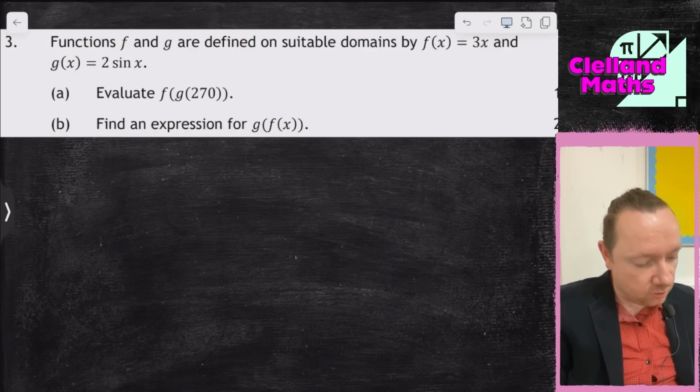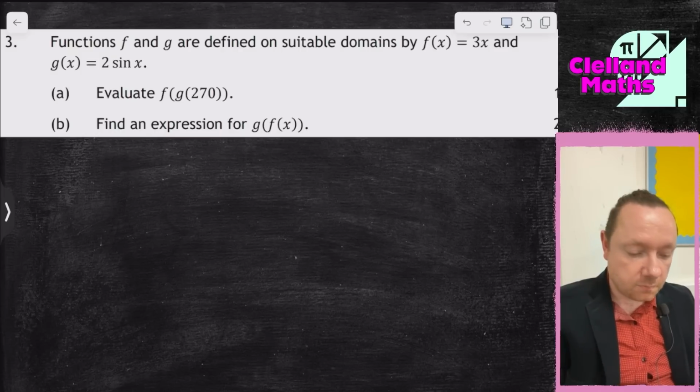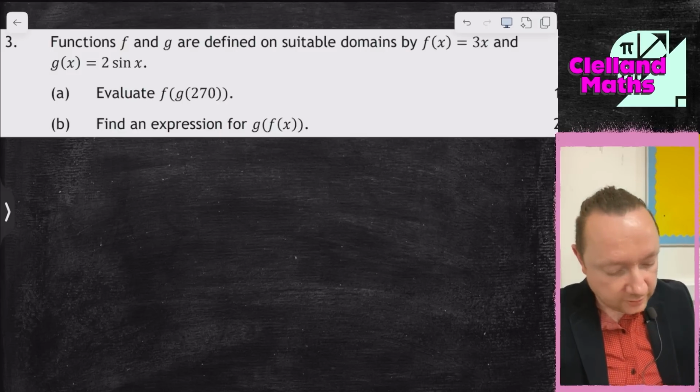Maths 2025 Mock Paper 2, Question 2. Functions f and g are defined on suitable domains by f of x is 3x and g of x is 2 sine x. Find f of g of 270. There's two ways to do this. You can sub 270 into g and then sub the answer to that into f. Or you can find f of g of x. I'll show you both ways just in case.